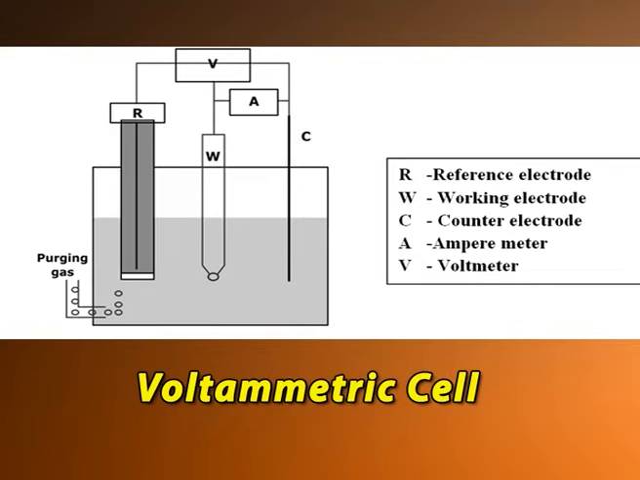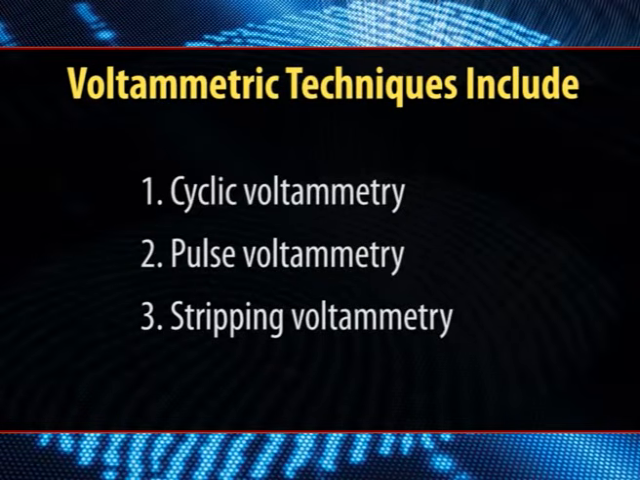In instrumentation of voltammetry, potentiostat is also included. The function of potentiostat is to execute an accurate potential and to monitor the changes in current in the system. The commonly employed voltammetric techniques include cyclic voltammetry, pulse voltammetry, and stripping voltammetry.